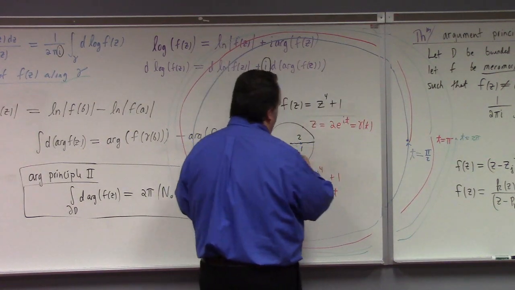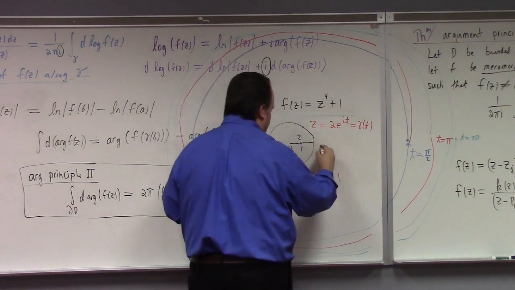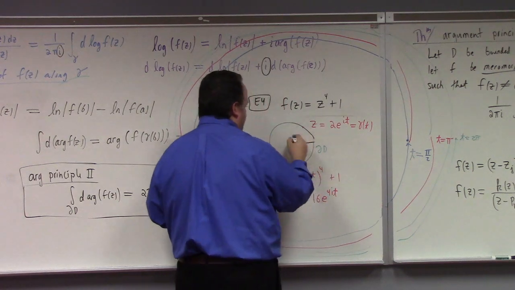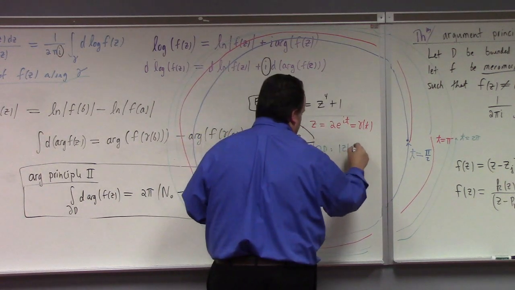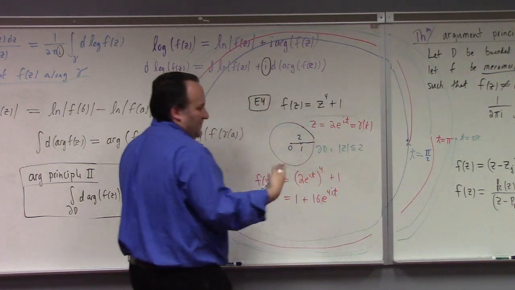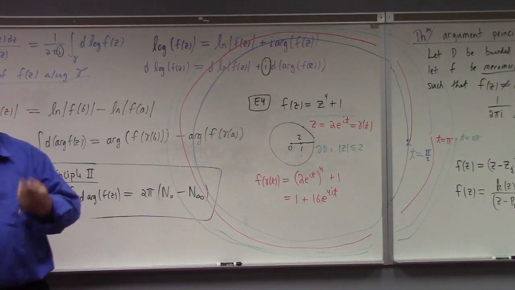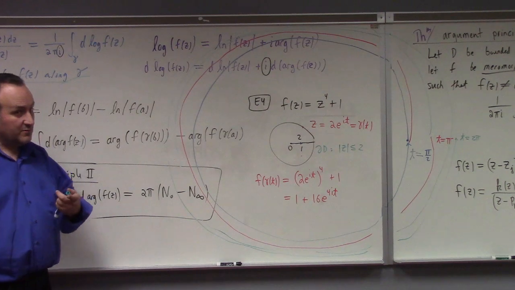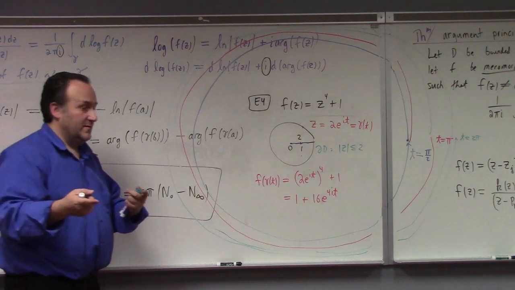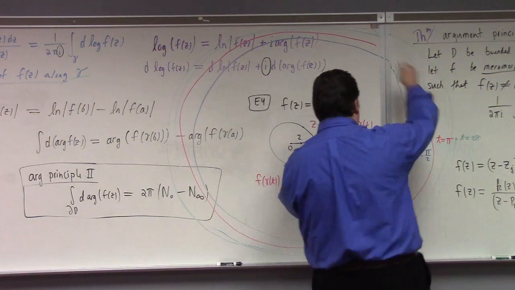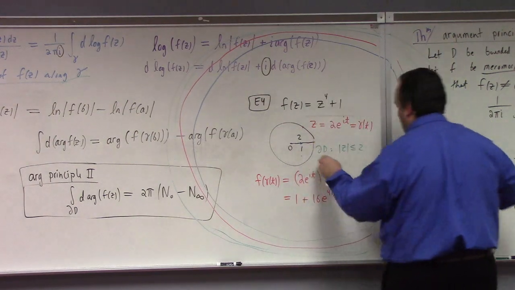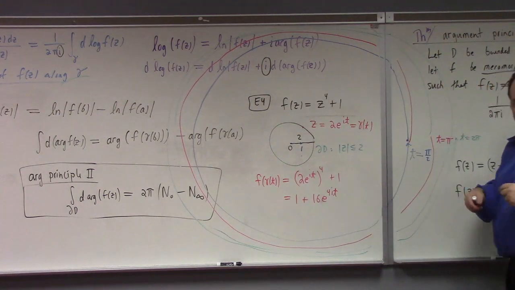I'm talking about the boundary here of the circle, the disk of radius 2, right? The boundary doesn't get covered 4 times. The boundary is covered once. So the parameterization goes from 0 to 2 pi. But the image of the parameterization does not go once. It goes 1, 2, 3, 4 times around the circle of radius 16 centered at 1.